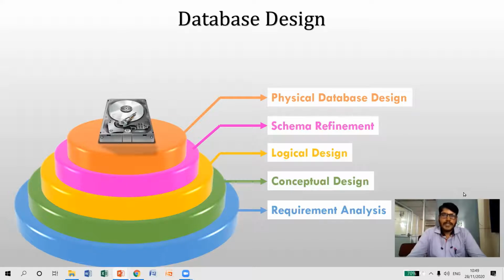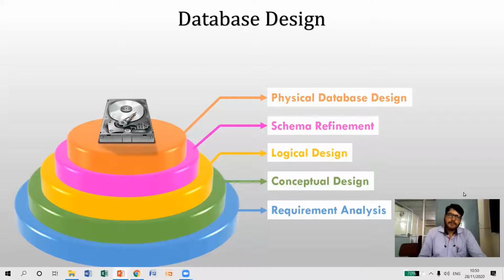To create a physical database design, we are using a language called SQL. By using Structured Query Language, we are going to write several commands. By using those commands, we are able to create the physical tables in hard disk. And also we can manipulate or maintain our database in a systematic manner by using what? The physical database design.